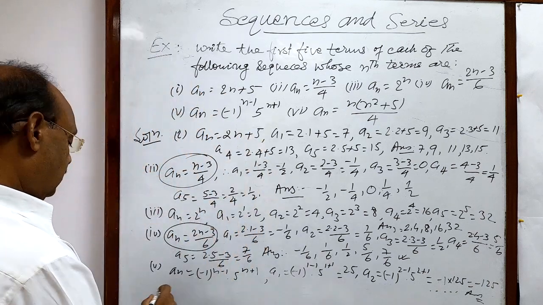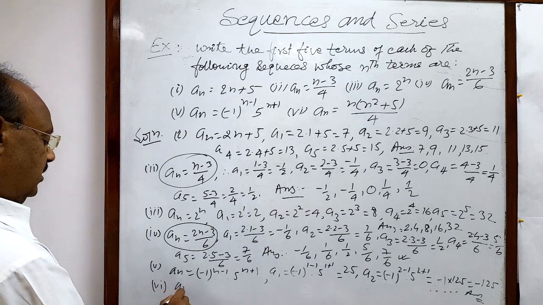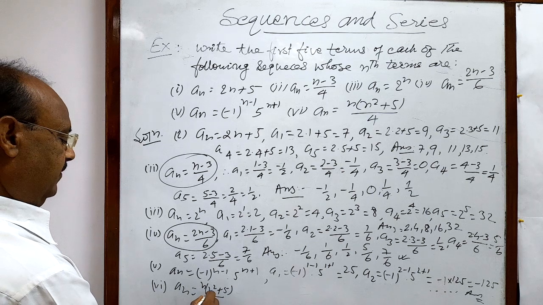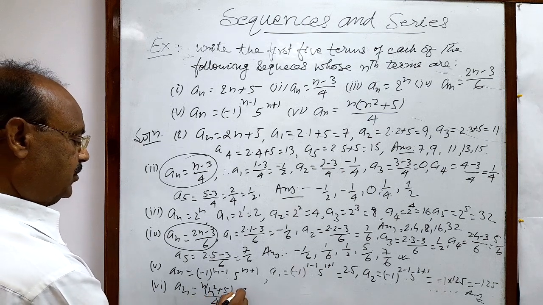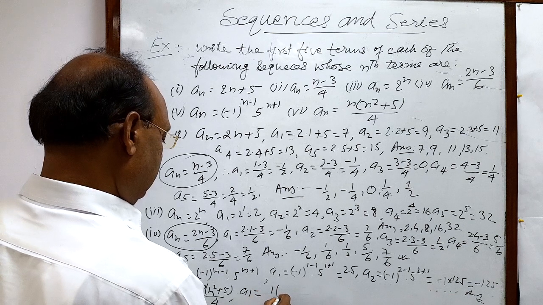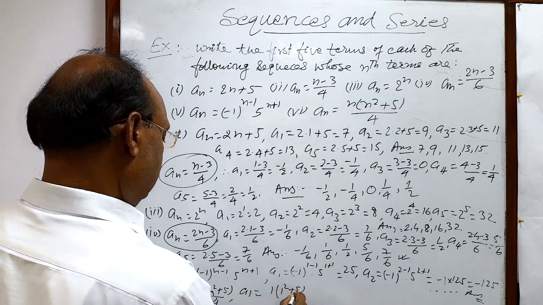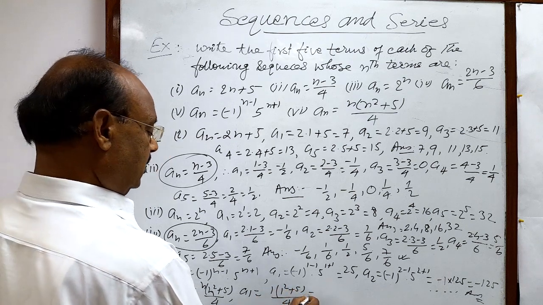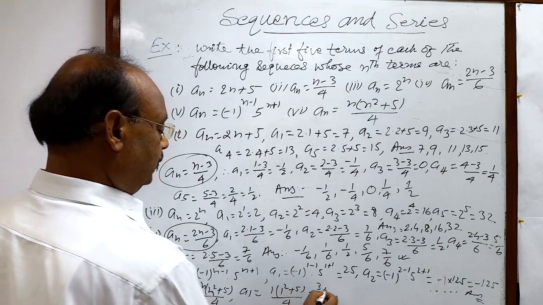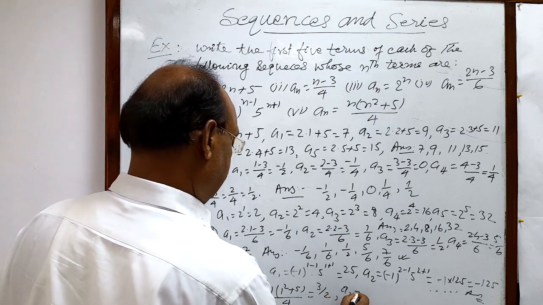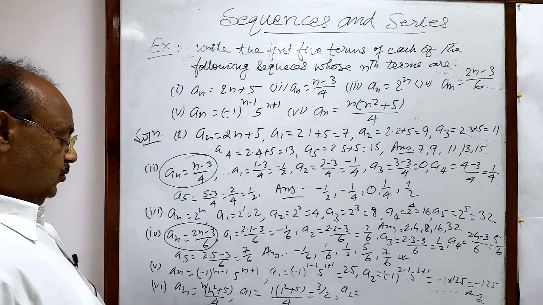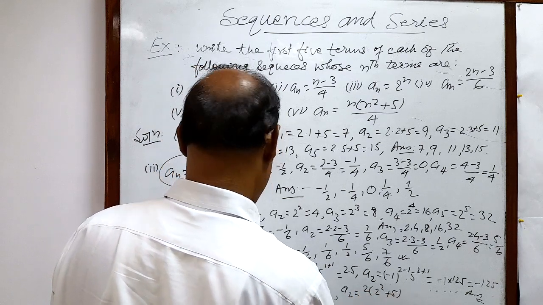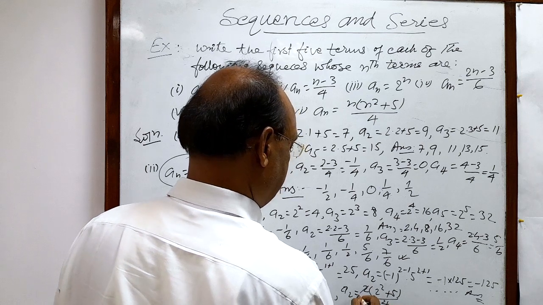Similarly, here the sixth question is, general term is n(n² + 5)/4. So first term here a₁ will be 1 × (1² + 5)/4. So 1 square is 1, 5 plus 1 is 6. So 6/4 means 3/2. Similarly, second term a₂ can be obtained by putting n equal to 2 here. So this is 2 × (2² + 5)/4. So we can cancel also.